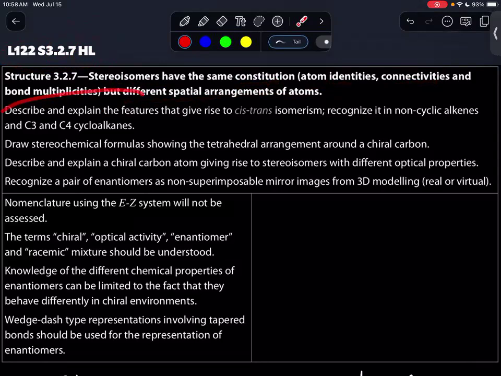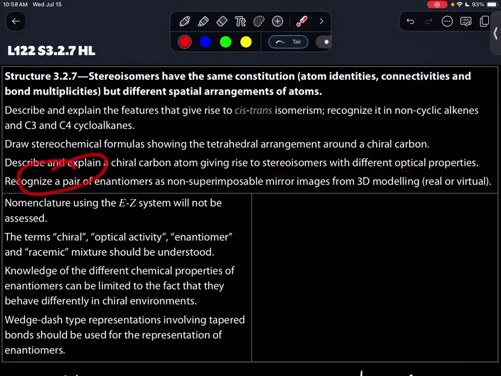atoms. We're going to describe and explain the features giving rise to cis-trans isomerism, recognize it in both non-cyclic alkenes and 3 and 4 carbon cycloalkanes, so ring structures. Furthermore, we're going to move into optical isomerism and draw stereochemical formulas showing tetrahedral arrangement around a chiral atom. We'll explain that. We'll describe and explain a chiral carbon atom giving rise to stereoisomerism with different properties.